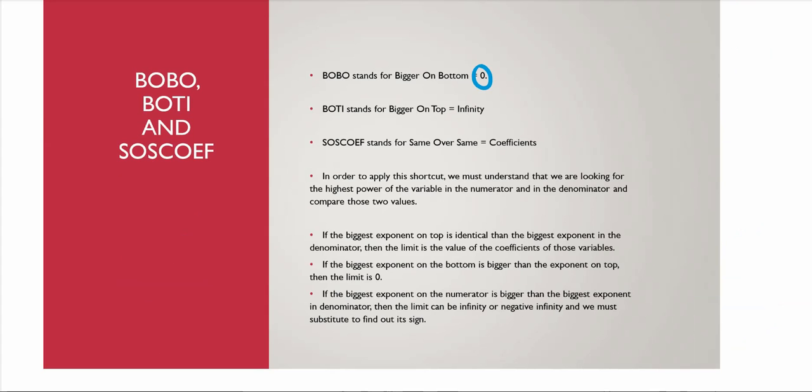Bowtie means bigger on top, and my answer is going to be infinity or negative infinity, depending on which one is correct once you plug it in. We don't know until you plug it in. And then finally, Soskov, which stands for same over same, SOS, and it stands for coefficients. So basically, you're going to find the biggest power in the numerator, the biggest power in the denominator, and then determine if it's Bobo, Bowtie, or Soskov.